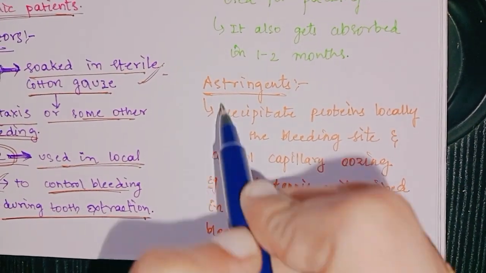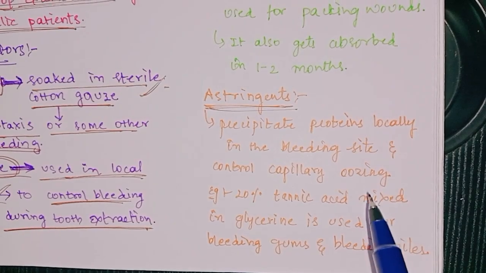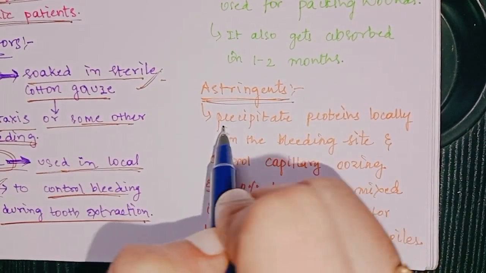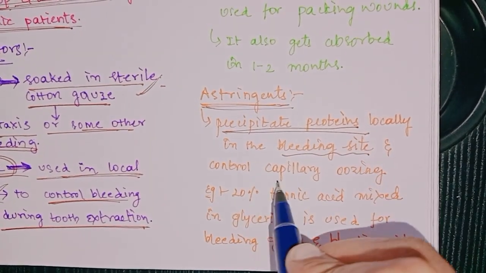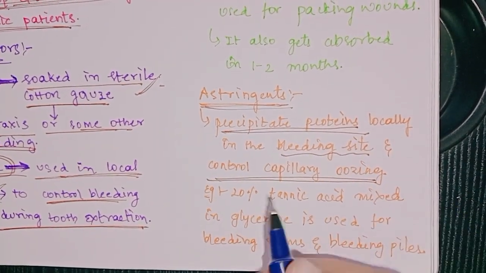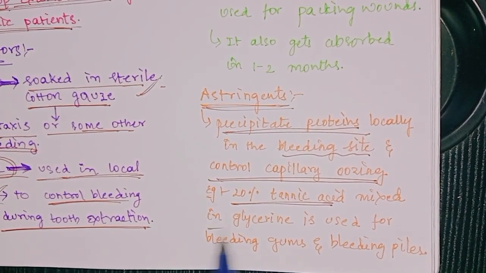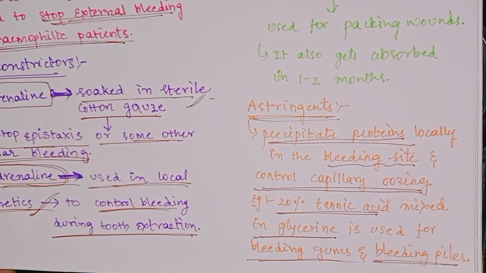Astringents. Astringents precipitate proteins locally in the bleeding site and control capillary oozing. An example is 20% tannic acid mixed in glycerin, used for bleeding gums and bleeding piles.